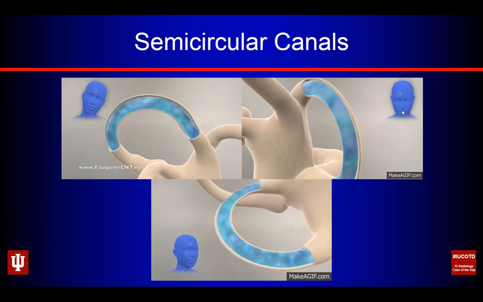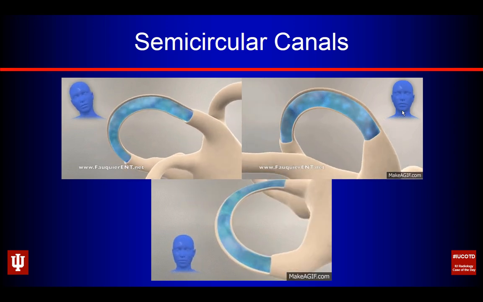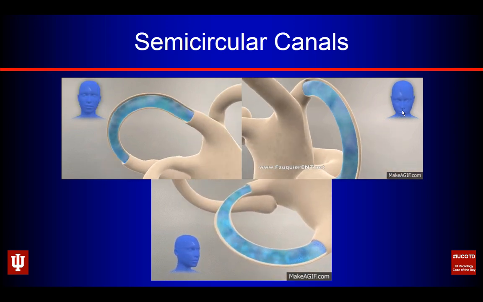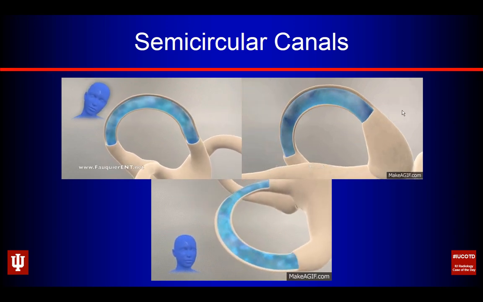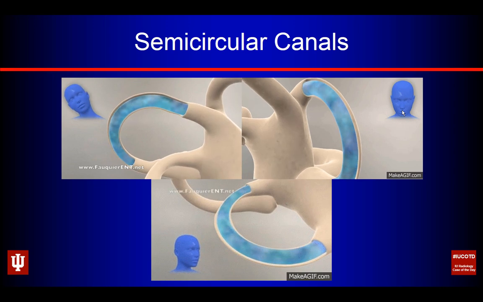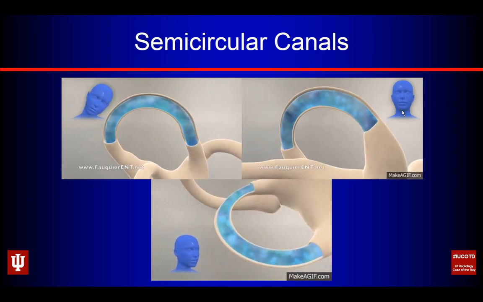So in this GIF, you can see, depending on how you're moving your head, it causes the fluid to swish about in different chambers, and that triggers those hair cells at the cupula, and those neurological impulses are coded based upon those rotary motions of the head.